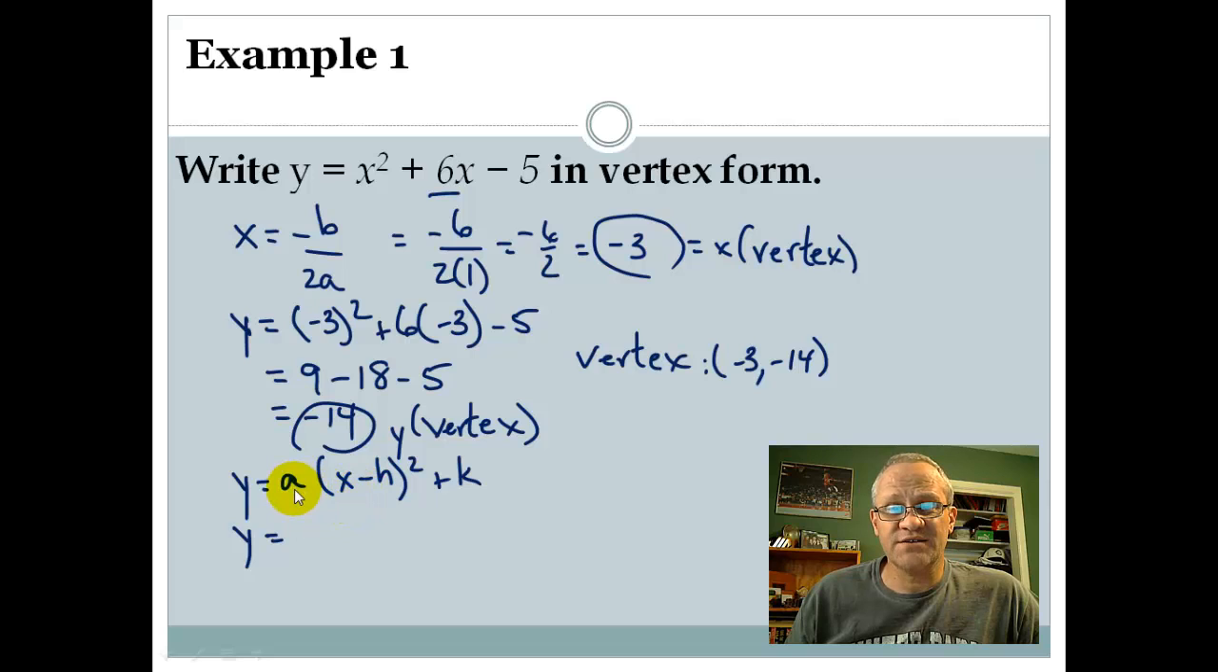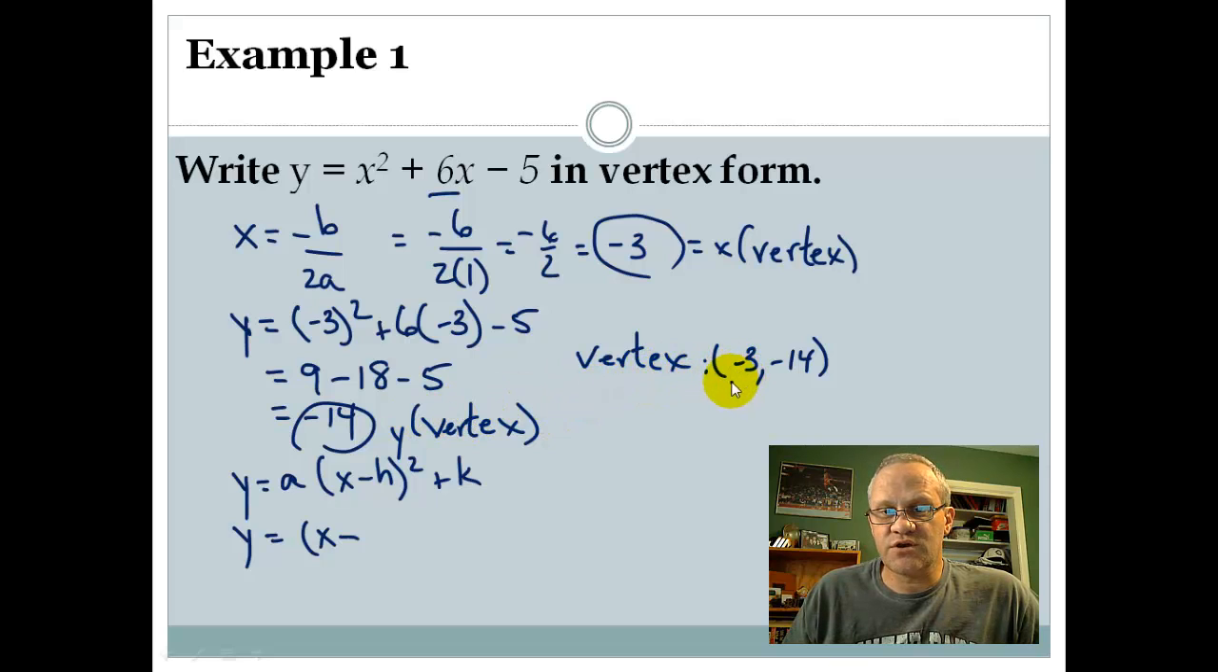In vertex form, a is the same number. So whatever number we had here, this was 1, it's going to be the same there. So it's 1, and again, since it's 1, we don't have to write the 1 in there. We can actually drop that. But if this was 2x squared, then we would write 2 out in front, and so forth. So in this case, though, we'll drop that 1, and it's just going to be x minus, what's h again?